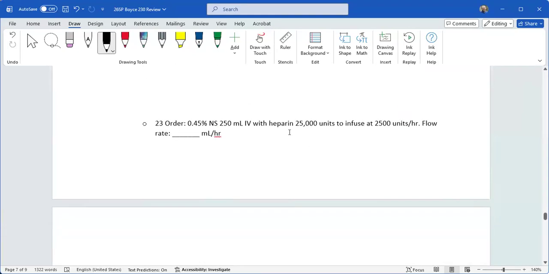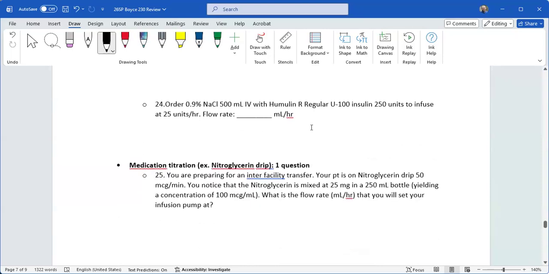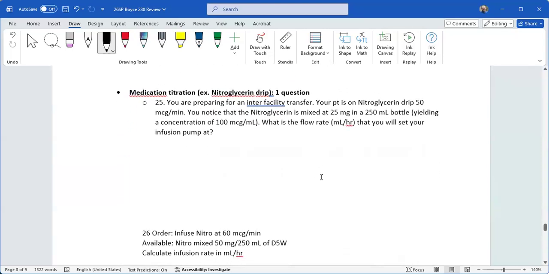This is a very similar example to what we use at Allegheny campus, where they'll be given all these numbers, right? So we don't care about the 0.45%. That just tells you what the 250 milliliter percentage of that normal saline is in the 25,000 units of heparin. It's infusing at 2,500 units per hour. And the question is, what's the infusion rate in milliliters per hour? And I just showed you how to set that type of question up. All right. For the nitroglycerin drip, a lot of this is just, can you convert micrograms to milligrams?